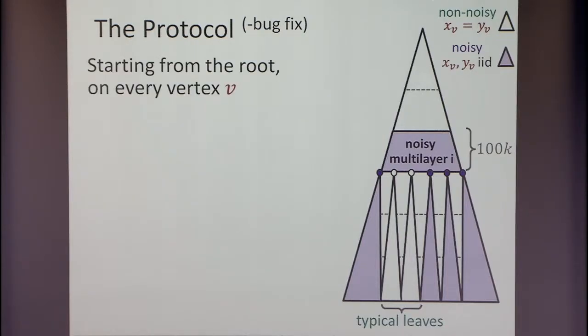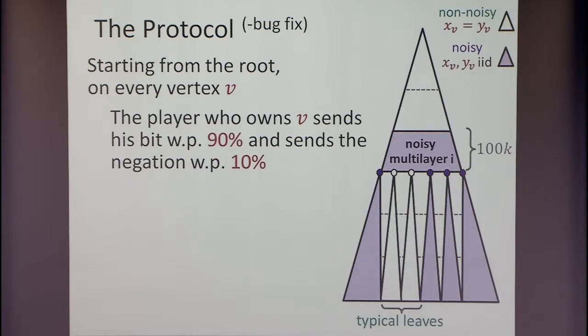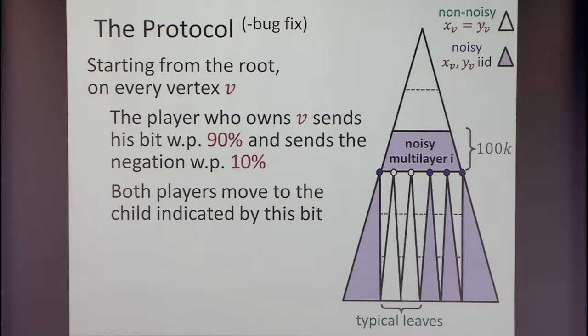You start from the root, and then on every vertex v you encounter, the player who owns v sends his bit with probability 90% and sends the negation of his bit with probability 10%. Then they have a new vertex, and they move to the child indicated by this bit. Let's see the example. So Alice owns the root, right? If she has 0 for the root, then she needs to send 0 with probability 90%, and she needs to send 1 with probability 10%.